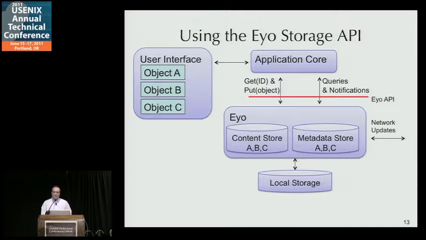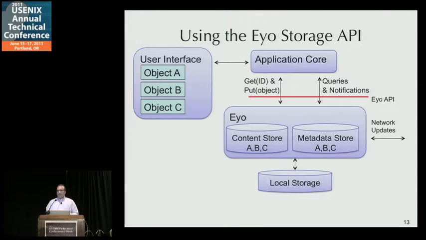Okay, so here's how EOS fits in between the applications running on a particular device. Within the core of the application, it basically has two kinds of operations that the application uses to interact with EO. There are operations that interact with object content, and you can think of this as basically a put and get interface. You create a new object, you put it into the content store, and then you retrieve it later based on some identifier.